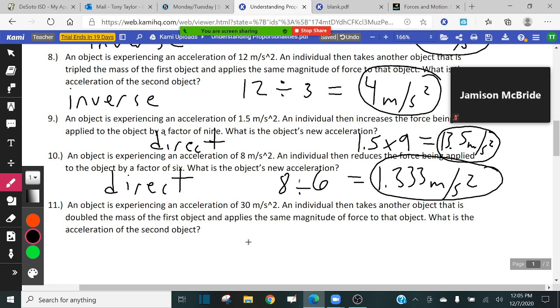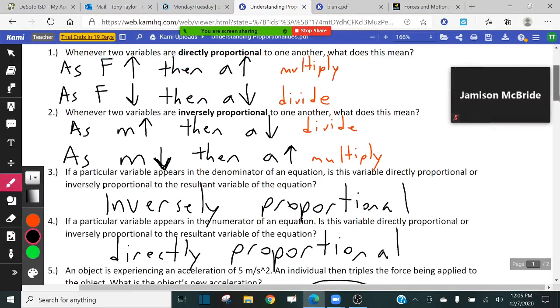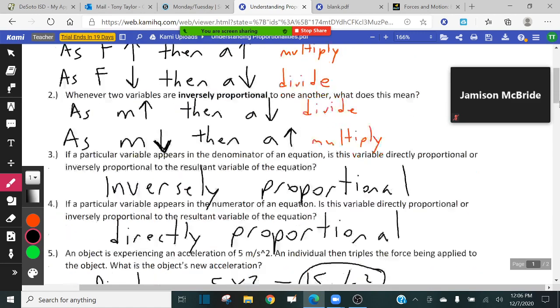Last one, guys, number 11. Number 11 says an object is experiencing an acceleration of 30 meters per second squared. An individual then takes another object that is double the mass of the first object and applies the same force to that object. What is the acceleration of the second object? In this example, we doubled our mass. So as mass increases, acceleration better decrease, because we're dealing with an inverse proportionality here. That means in order to find our answer, we need to divide.